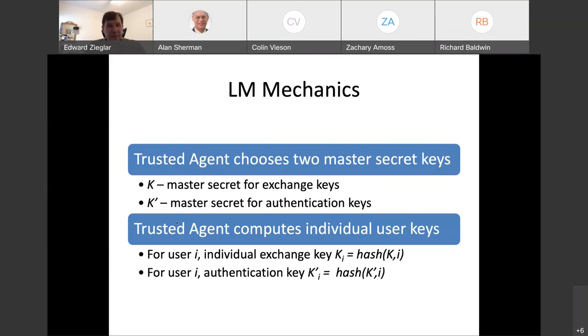But they wanted to have some way to verify that no one had modified keys, so they also added authentication keys. And then the trusted agent computes individual keys for each user that are based on those master keys. So each individual user gets a key, which is a hash of the exchange key master and the identity of the user. Since the identities are all unique, each key will be unique. And they do the same for an authentication key, which they list as K prime, which is just a hash of the master authentication key with the identity. So every user has a key that is based on these master keys and their identity.